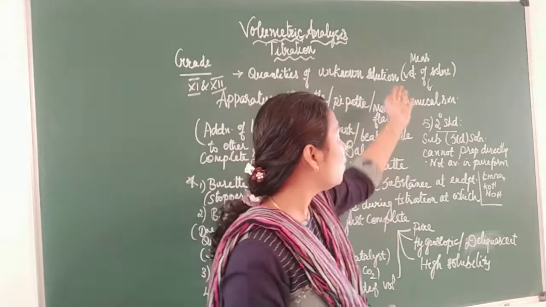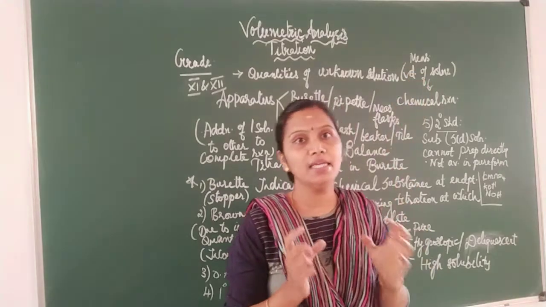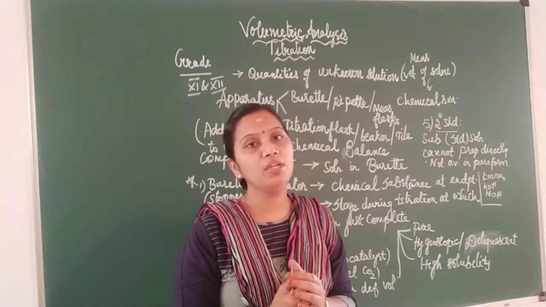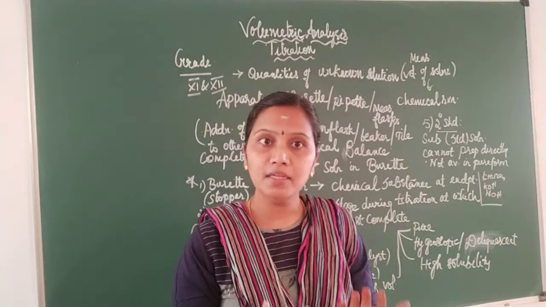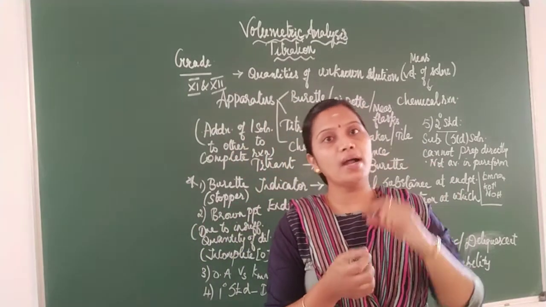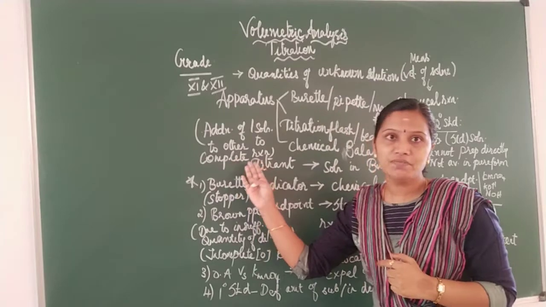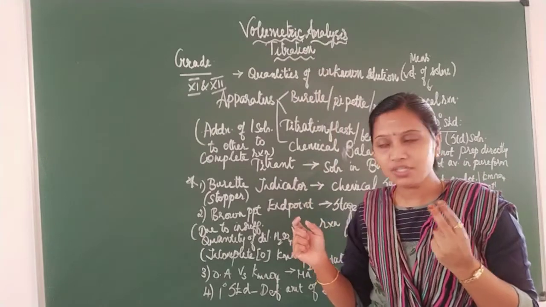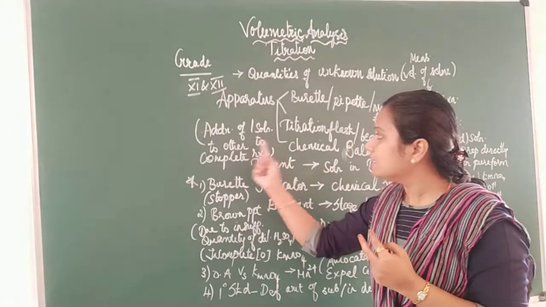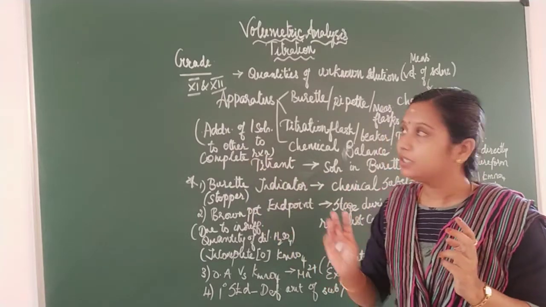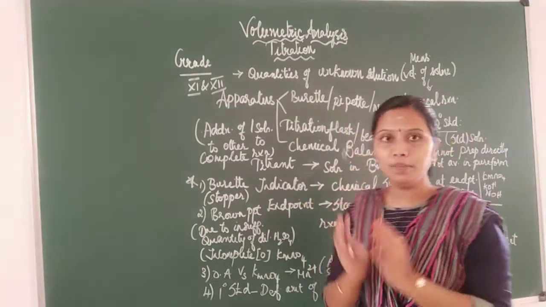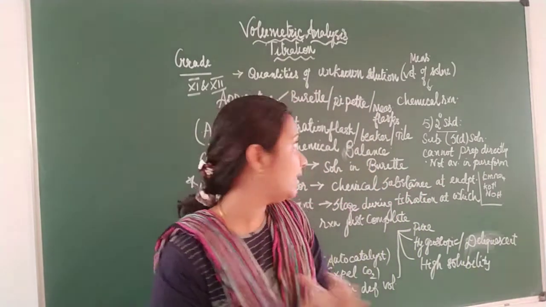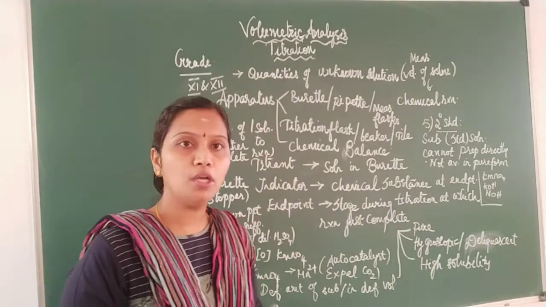So by doing volumetric analysis, I will be knowing the quantity of unknown solution. Otherwise I can say a volume of solution is measured in a chemical reaction. This is one way to define volumetric analysis. What is the other way? I need to add one solution to another solution such that the reaction will be completed. What is the second definition? Add one solution to another solution so that the reaction will be completed. So these are the two definitions for volumetric analysis. So by volumetric analysis, I will come to know what is the volume of unknown solution. Done.